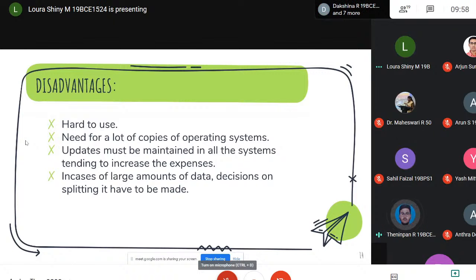And this kind of memory architecture needs a lot of copies of operating systems. The updates must be maintained in all the systems, tending to increase the expenses. In case of a large amount of data, decisions on splitting it have to be made. When various processors have to communicate, the major problem is latency. This kind of communication leads to higher latency for inter-node communications, and they also need bandwidth to actually handle communication.